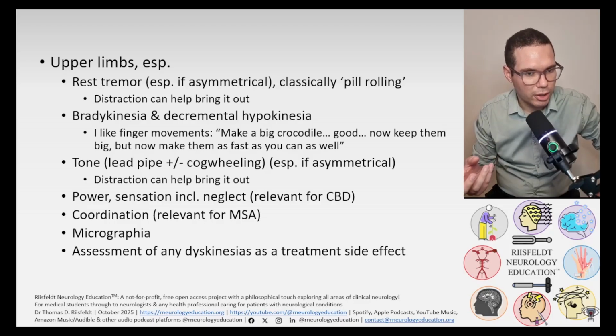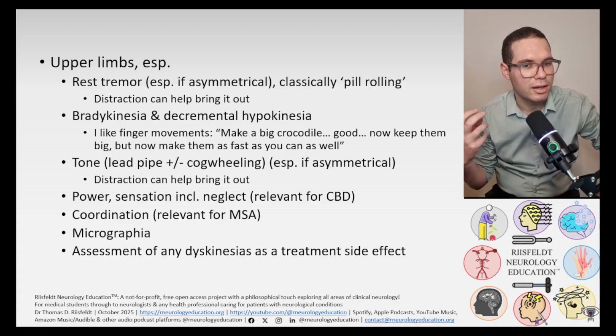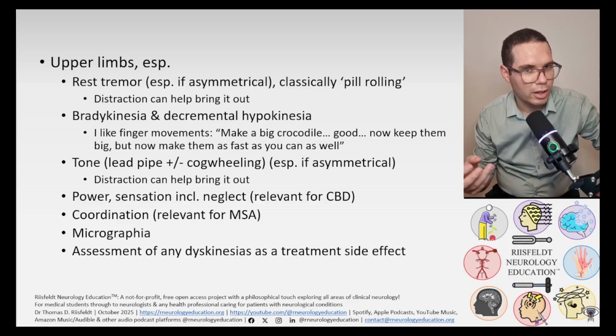As I mentioned just a moment ago, we're also looking for asymmetry in the increased tone, just as we are looking for asymmetric bradykinesia or decremental hypokinesia or an asymmetric tremor, all in the same arm in the context of typical Parkinson's disease, especially in the early to mid stages of the condition. Now, in terms of increased tone and also in terms of the tremor, if they're not immediately obvious, then distraction can help to bring these out.